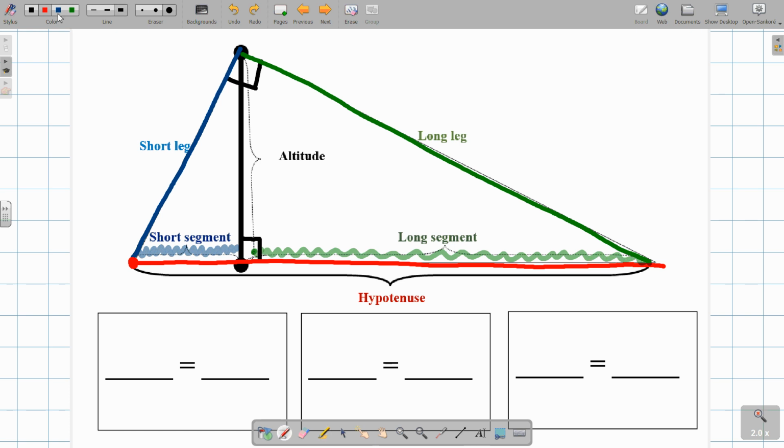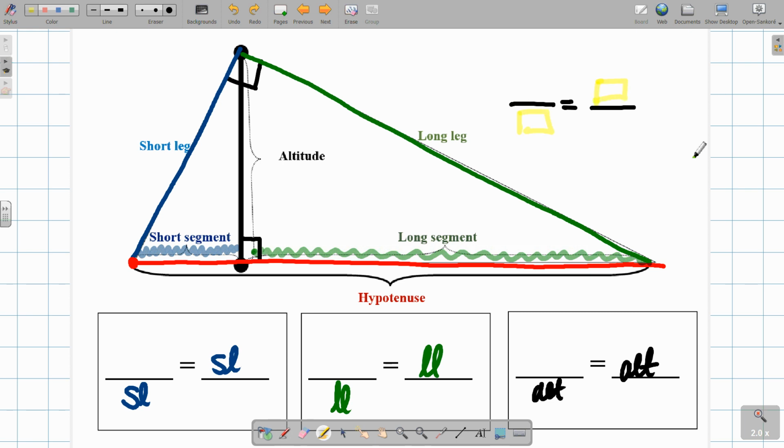Okay, there are 3 proportions you need to be familiar with. One of them deals with the short leg. Now be very careful. I'm going to use SL for short leg. Look where I put it. And you have the long leg. I'm going to use LL for long leg. And then altitude. Notice the position I put all of these in. In a proportion, this particular position is called the geometric mean.